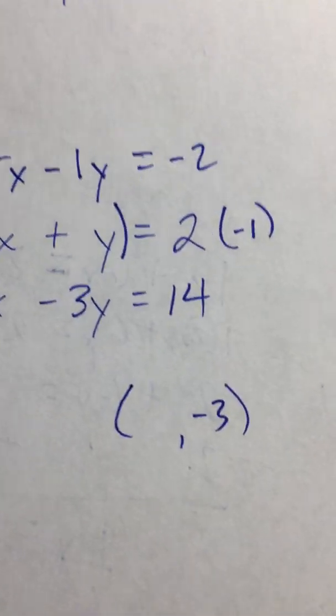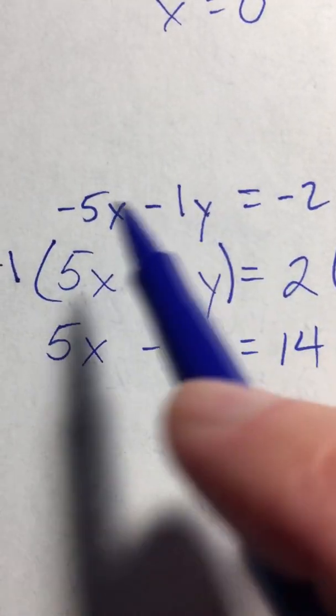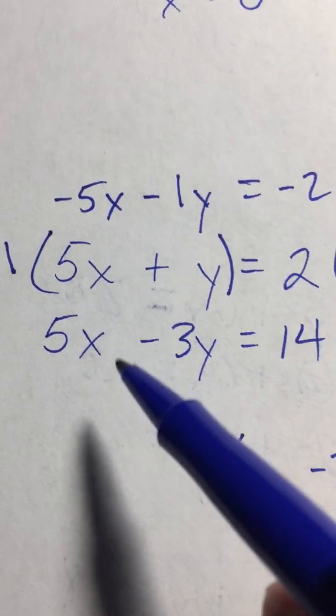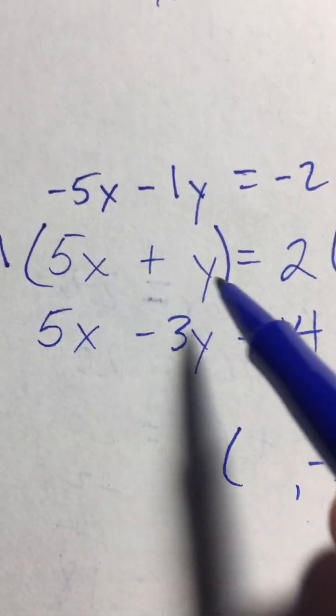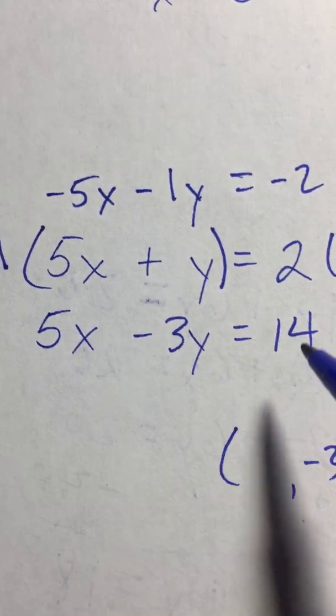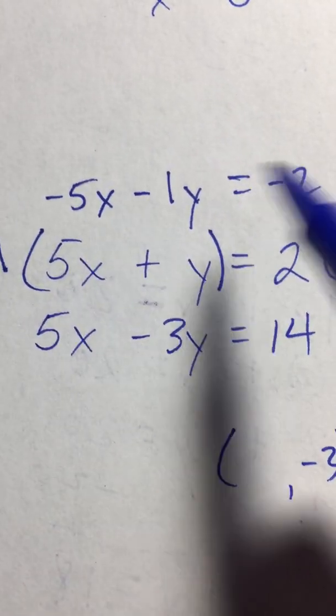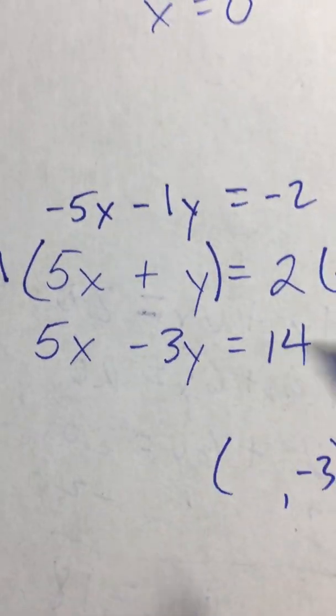Now, when you get ready to plug it back into one of the equations, you never want to use the tampered equation. So this is the one that I multiplied by a negative 1. You always want to plug it back into one of the original equations. So either I go back to this original equation, 5x plus y equals 2, or I do the 5x minus 3y equals 14. Don't use the tampered one, the one that I rewrote. So I just want to keep it to one of the original ones. So I'm just going to use this bottom one down here.